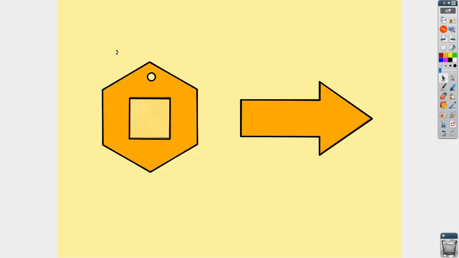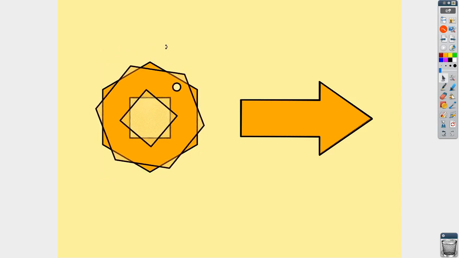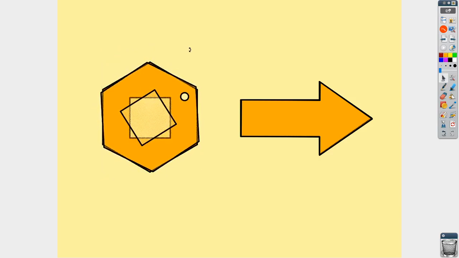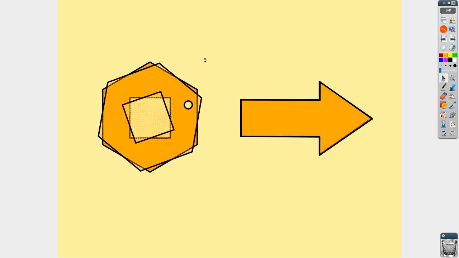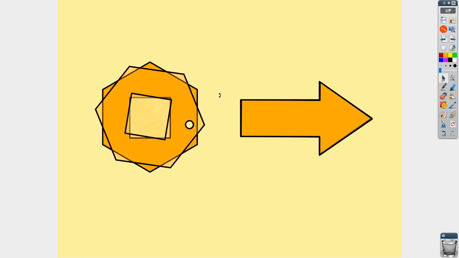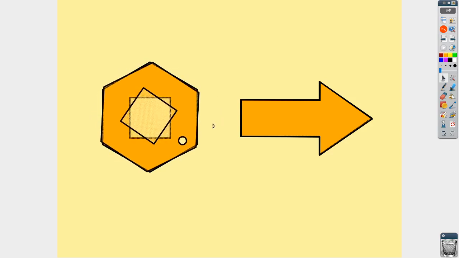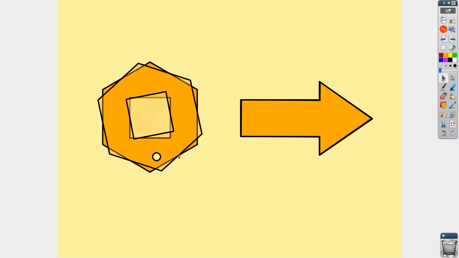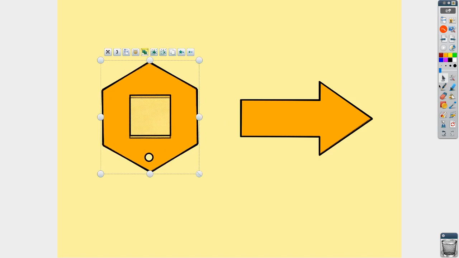You should notice that as we start to rotate, we'll reach a point where the hexagon fits, but the square doesn't, so we can't count that. As we keep rotating, we'll reach a point where the square fits, but the hexagon doesn't, so we can't count that. And we keep going, waiting for that moment where both shapes line up. And it only happens when we get to the halfway point here. Now I've clicked and dragged that, so it's a wee bit off, but we'll go with it. So that's our first time.